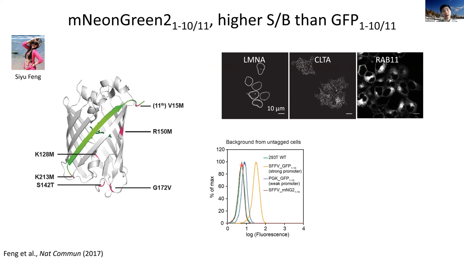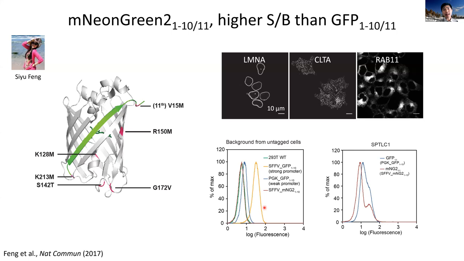Whereas in mNeonGreen 1 to 10, even expressed at a higher promoter, there's no detectable background signal compared to the wild type cell. When we are tagging a protein with low expression, like this, compared with the GFP 11 versus mNeonGreen 11 versus mNeonGreen 1 to 10, you can see that the integrated cell is much better sorted out with the improved system.